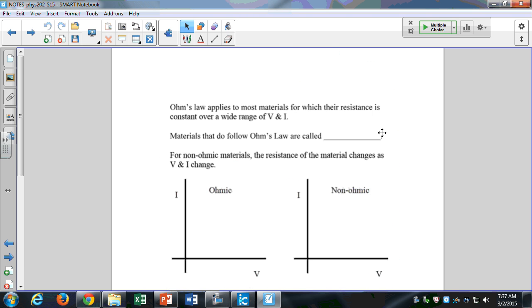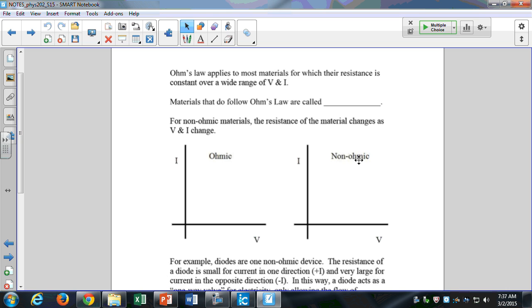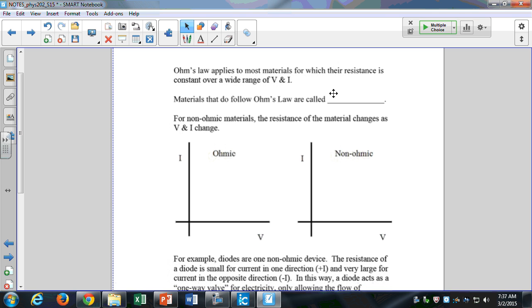We did Ohm's law. I want you to know what ohmic versus non-ohmic means. You sort of need to know this, that if something doesn't follow Ohm's law, then that's considered non-ohmic. Most devices are ohmic, except for things like diodes and what have you, and those are non-ohmic. So materials that do follow Ohm's law are called ohmic. For non-ohmic materials, the resistance of the material will change as V and I change.